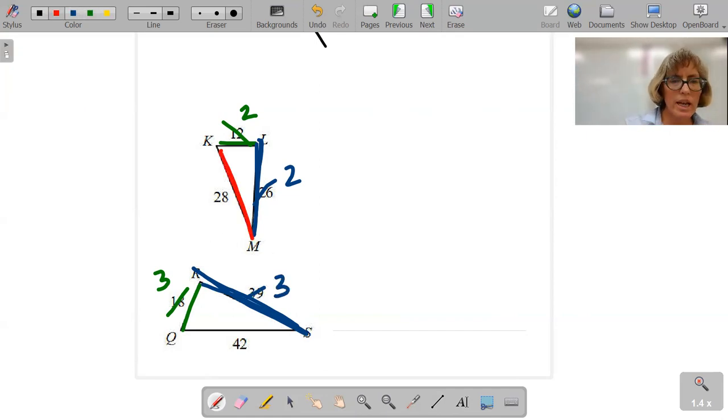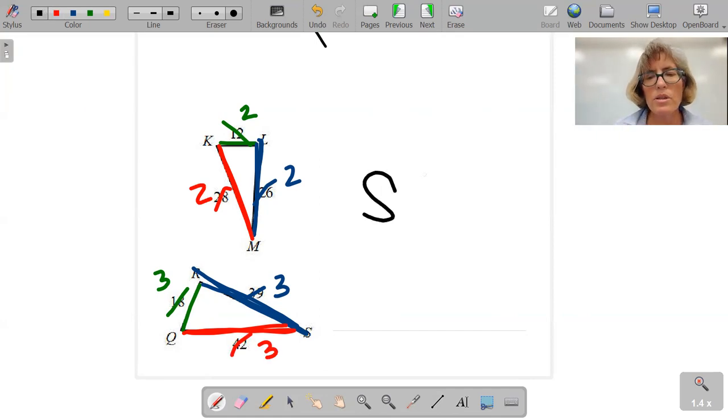And then 28 and 42. 14 goes in here twice. 14 goes in here 3 times. Ratio's the same all the way around. This is side, side, side similarity.